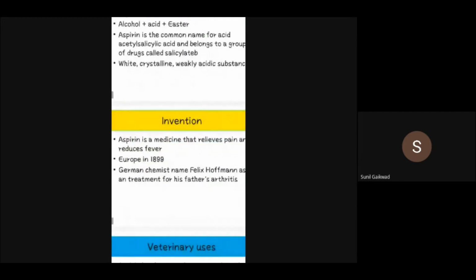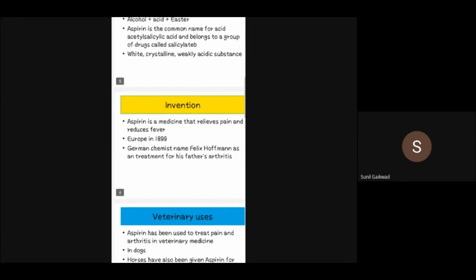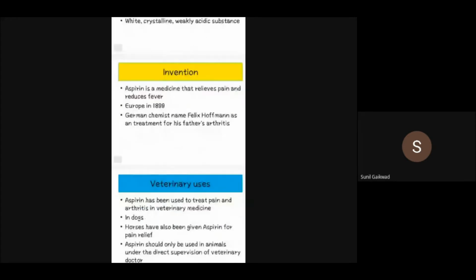So, we will know who invented this. Here, the German chemist named Felix Hoffmann invented this for the treatment of his father, who was having joint pain. So, to cure this, he invented this. It helps to relieve pain and reduce fevers.